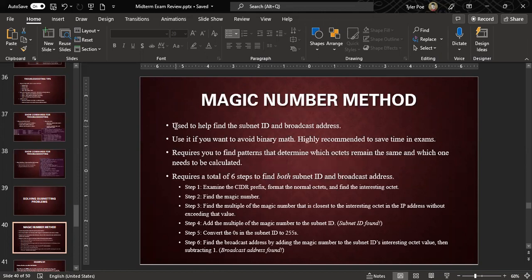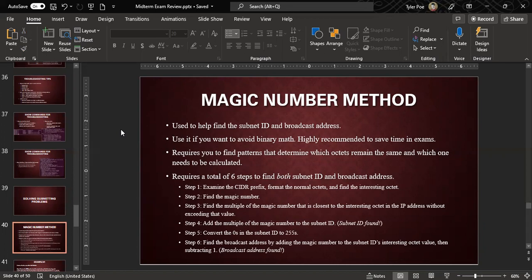So basically, the magic number method helps you find the subnet ID and broadcast address. If you don't like binary math or want a quicker method to save time in exams, the magic number method is really good. When I was taking this course, I could answer certain subnetting questions in less than a few seconds, probably between 6 and 10, depending on the question, believe it or not. It had to be a pretty easy one, granted, but yeah. At most, a subnetting question with the magic number method could take about 15 seconds if you're good with it.